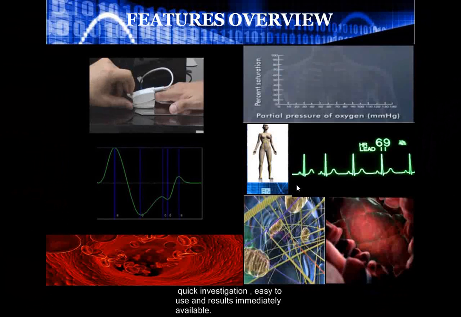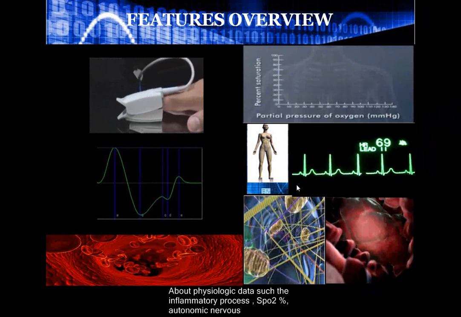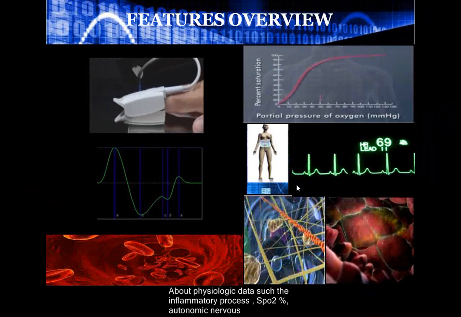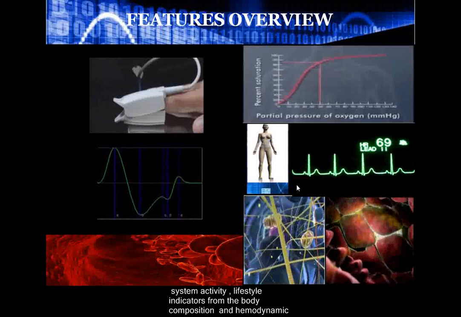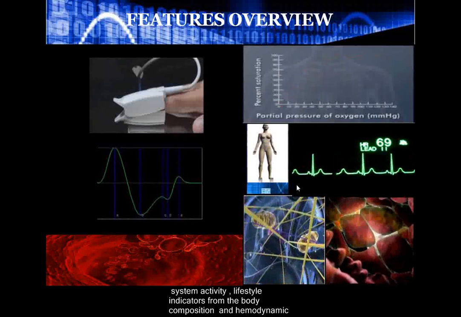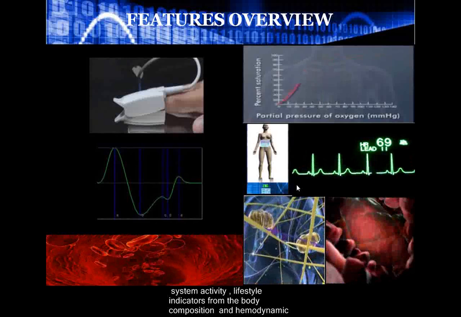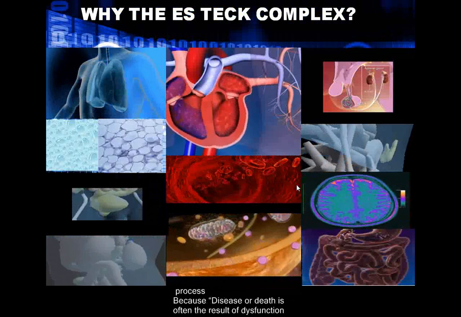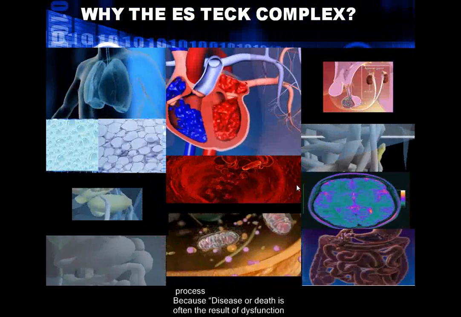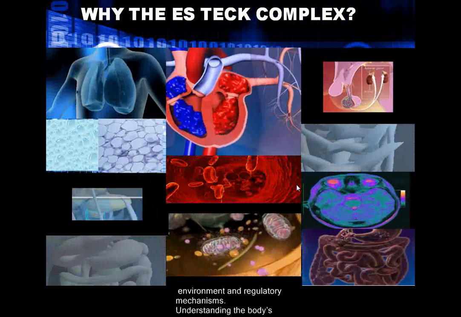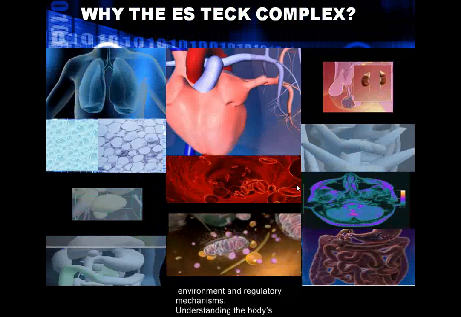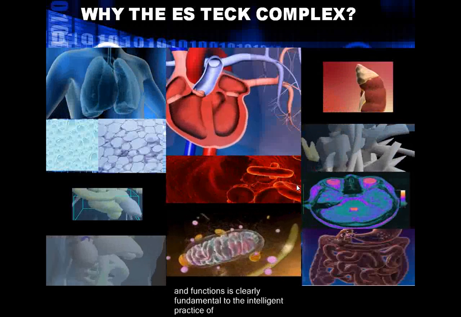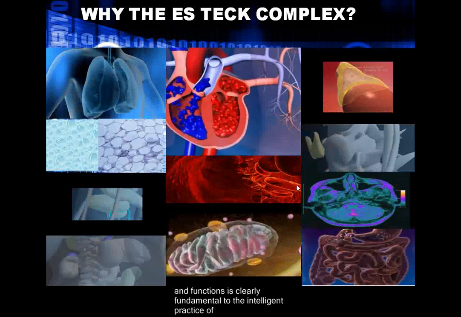About the living tissue state, SpO2%, autonomic nervous system activity, lifestyle indicators from the body composition, and hemodynamic indicators. And to understand the patient's clinical context, signs and symptoms, from the homeostasis process, because disease or death is often the result of dysfunction of the internal environment and regulatory mechanisms. Understanding the body's processes, responses and functions is clearly fundamental to the intelligent practice of medicine.